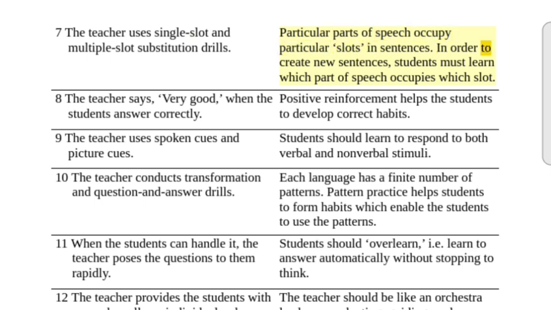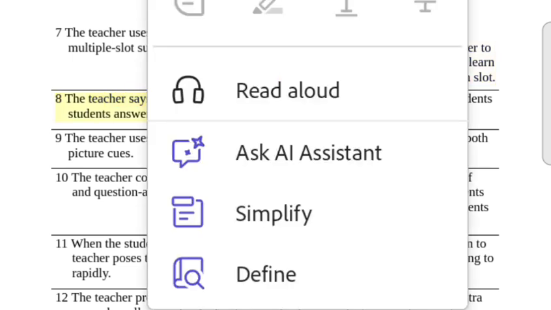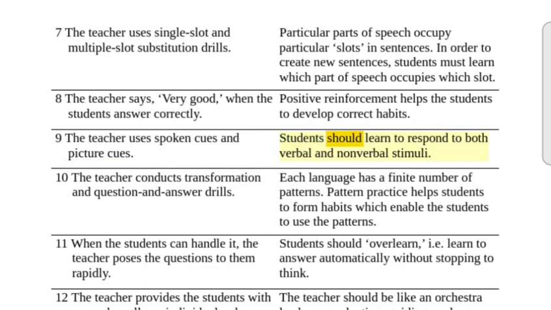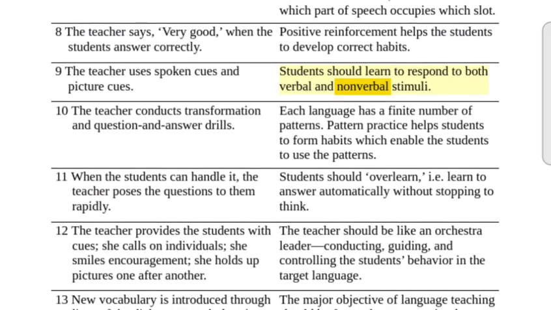In order to create new sentences, students must learn which part of speech occupies which slot. 8. The teacher says, "Very good," when the students answer correctly. Positive reinforcement helps the students to develop correct habits. 9. The teacher uses spoken cues and picture cues. Students should learn to respond to both verbal and nonverbal stimuli.